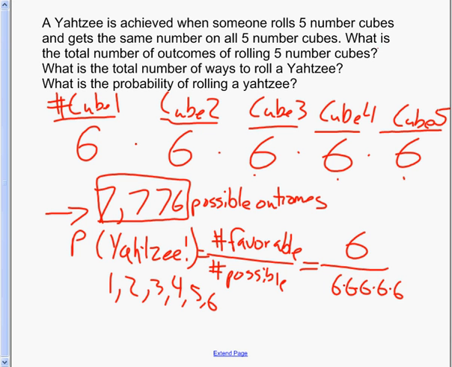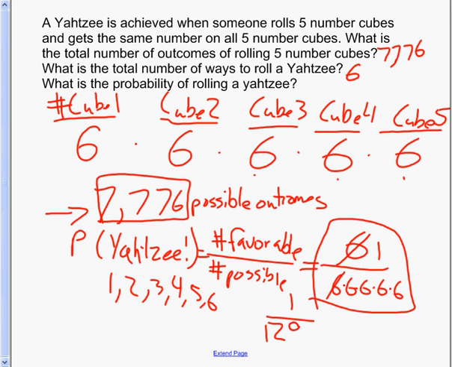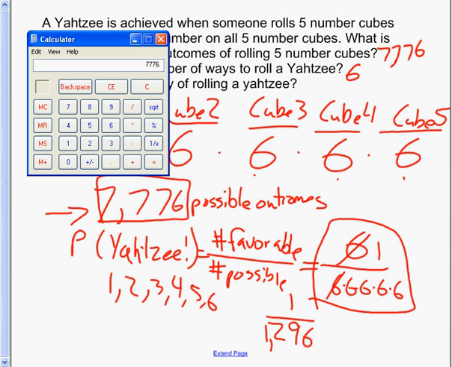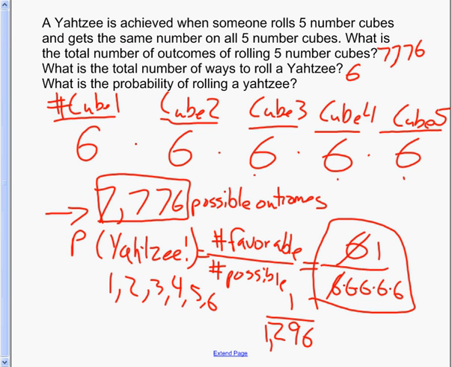So answering these questions up here, we'll fill in our answers. 7,776 possible, 6 ways. So our probability is 6 over 7,776. But if we wrote it this way, we realize we can actually cancel out pretty easily. We can cancel one set of 6 from both the top and the bottom. So you get 1 over 6 times 6 times 6 times 6, which in turn is going to give us 1 over 1,296. Taking the calculator up, we'll just divide this by 6, and we get 1,296. So it's not very common to get a Yahtzee if 1 out of 1,296 is your probability.